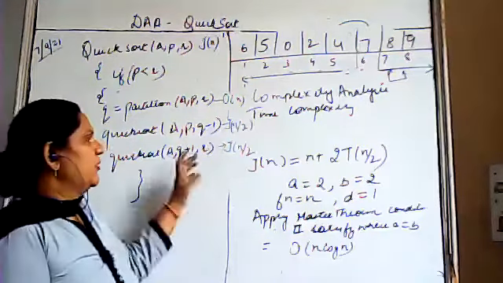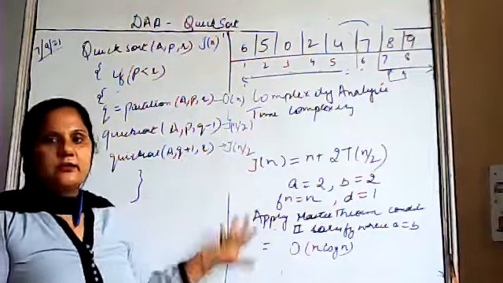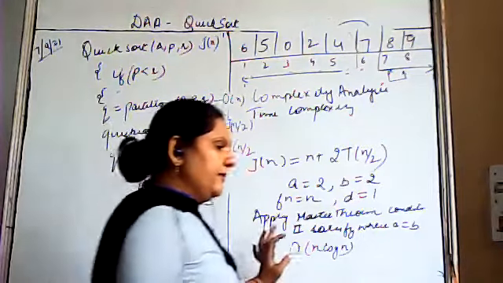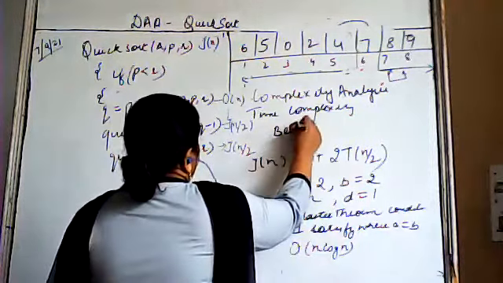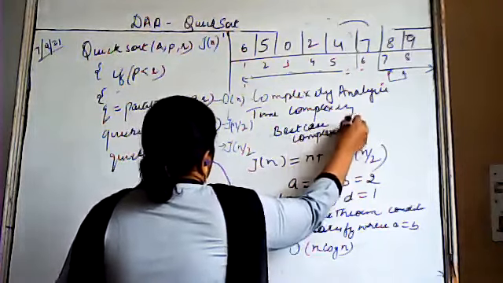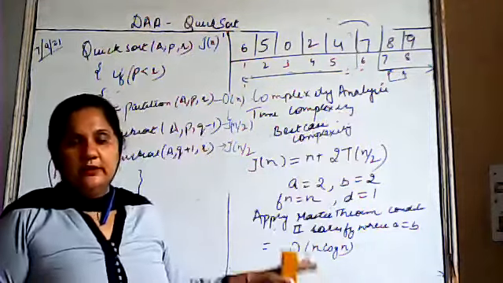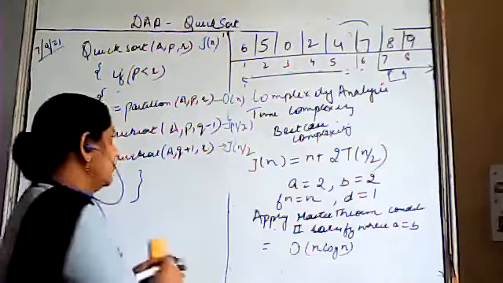Because when you are partitioning, it is log n and the n elements are divided. So this becomes n log n. Fine. Now this is your best case complexity when they are divided into 2 equal halves. But when they are not divided equally, then what happens?